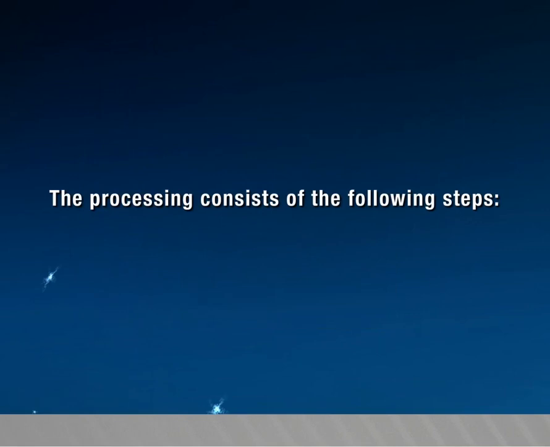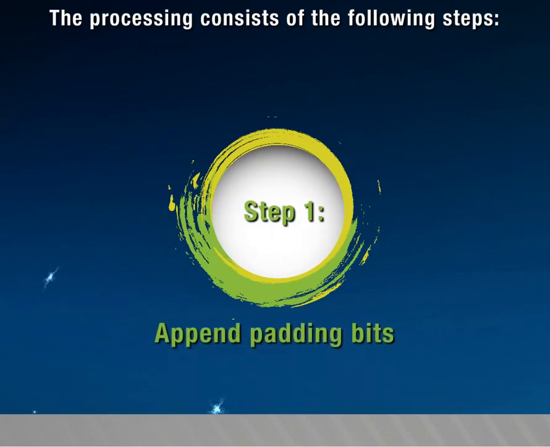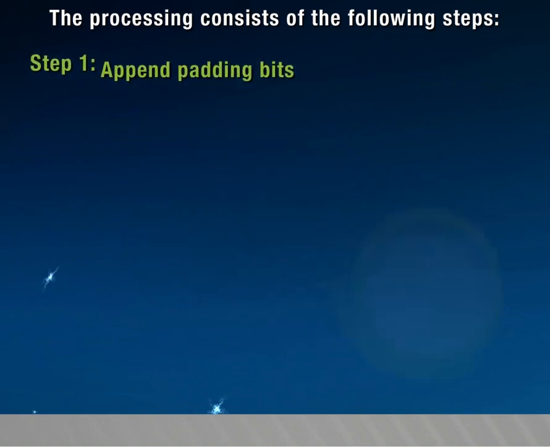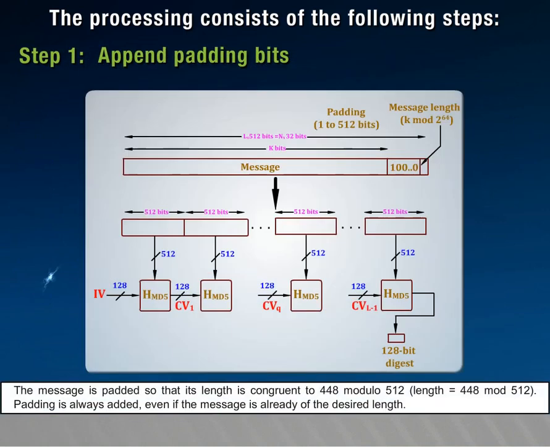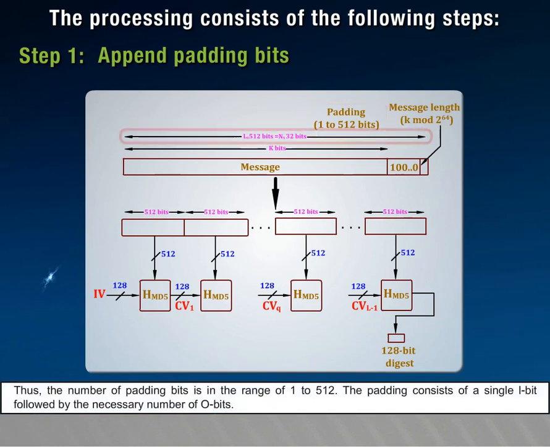The processing consists of the following steps. Step 1: Append padding bits. The message is padded so that its length is congruent to 448 modulo 512. Length equals 448 modulo 512. Padding is always added, even if the message is already of the desired length. Thus, the number of padding bits is in the range of 1 to 512. The padding consists of a single 1 bit followed by the necessary number of 0 bits.